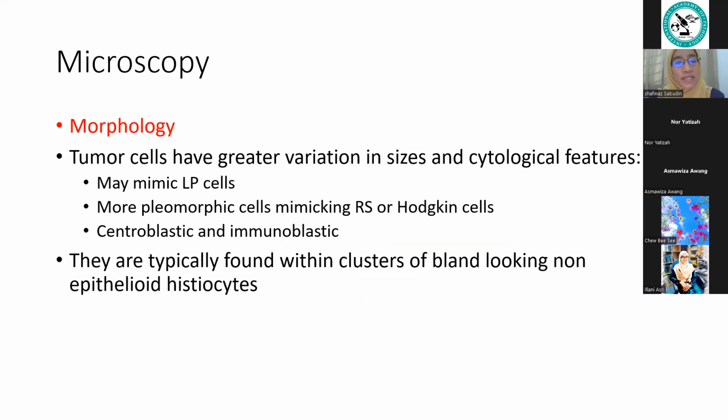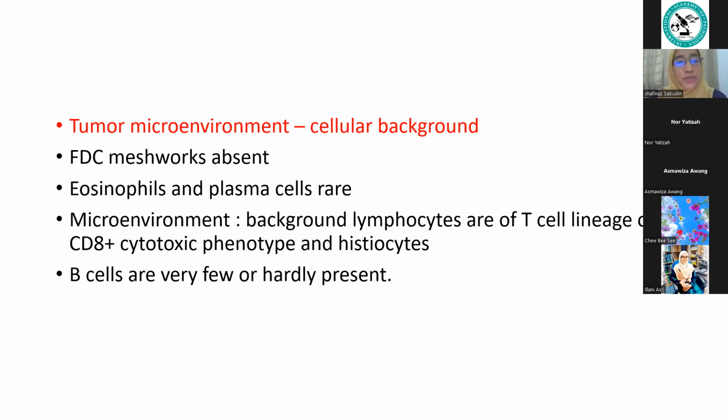Okay, the tumor cells have greater variation in sizes and cytological features. Sometimes they mimic LP cells, sometimes they mimic RS or Hodgkin cells, or sometimes they may have centroblastic and immunoblastic morphology. They are typically found within clusters of bland-looking non-epithelioid histiocytes. Okay, the tumor microenvironment, which is the cellular background, of course, you don't see any meshwork. Other inflammatory cells are rare. The background lymphocytes are of T cell lineage with cytotoxic phenotype, and there are a lot of histiocytes. B cells are very few or hardly present.